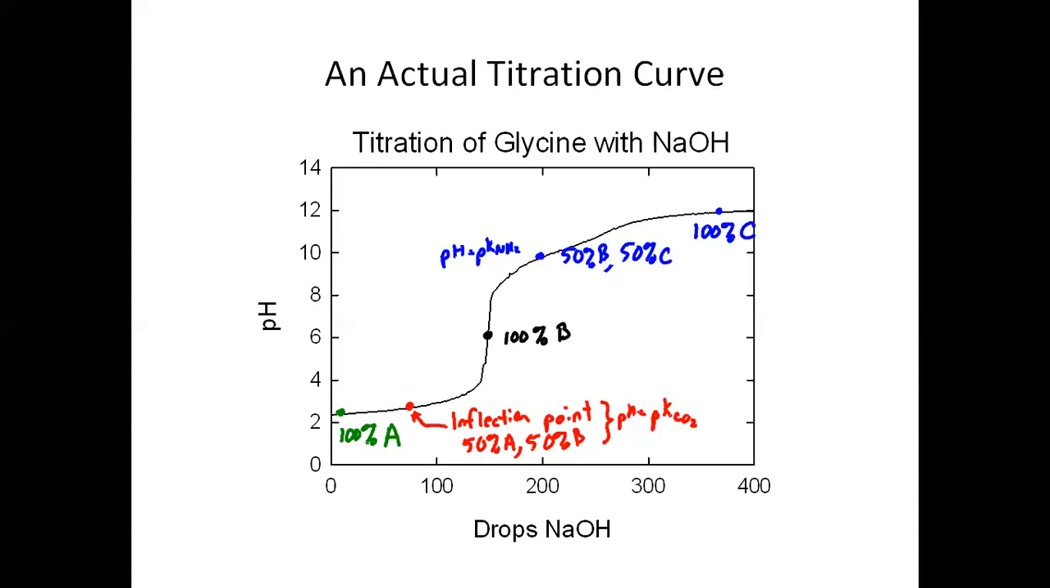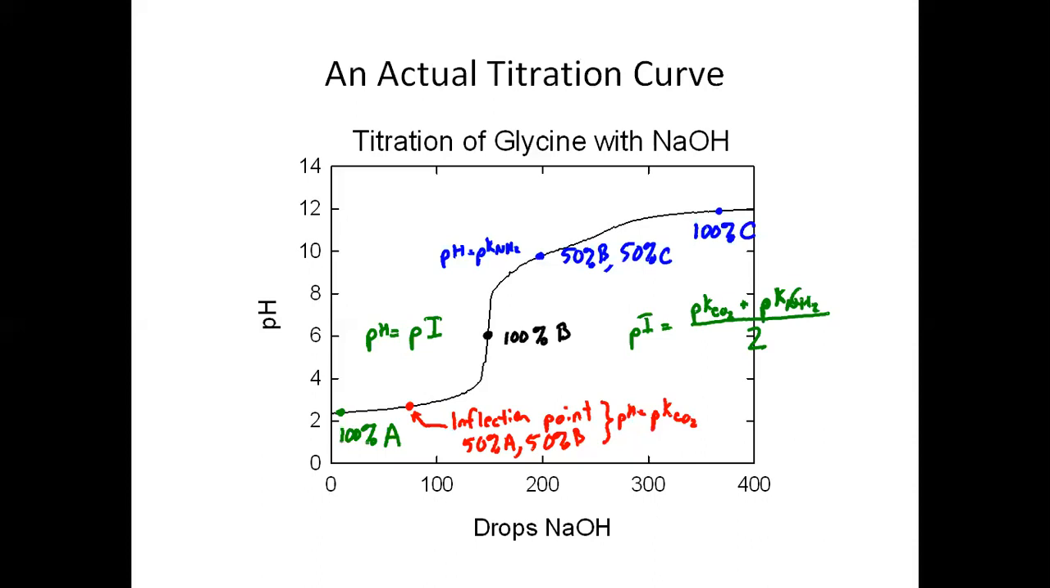There is another inflection point, not as apparent in this graph, which represents the pH equaling the pK of the amino group and represents the place where we will have 50% zwitterion and 50% of the C structure. I did not actually put a dot for that on the slide.